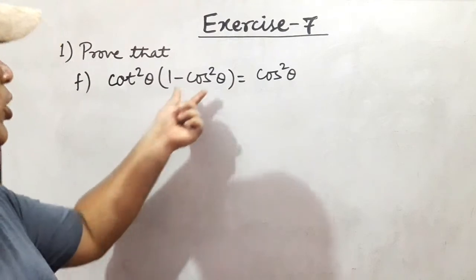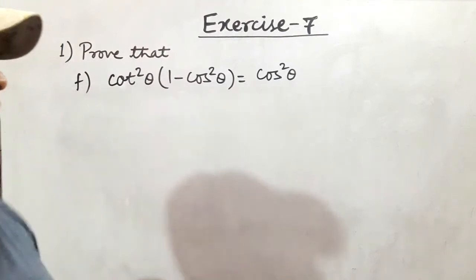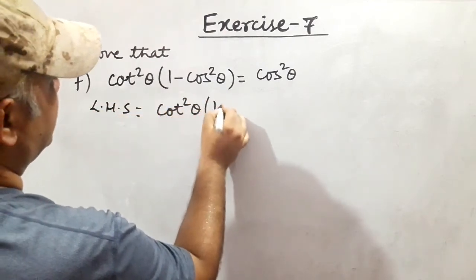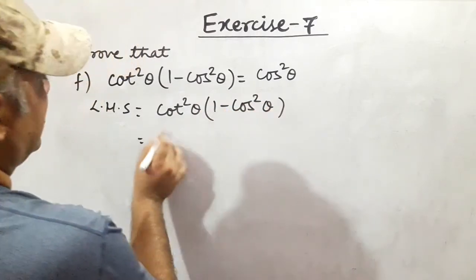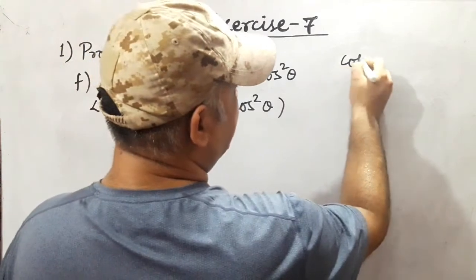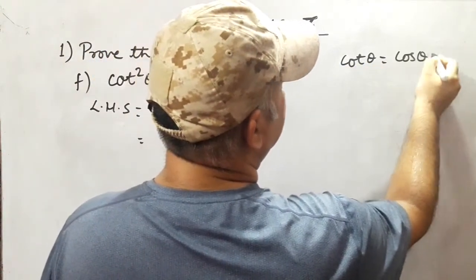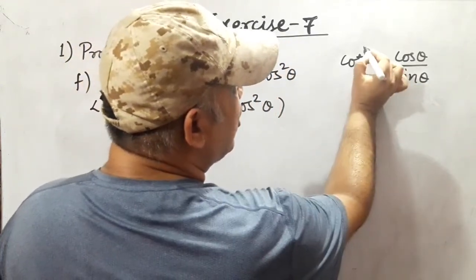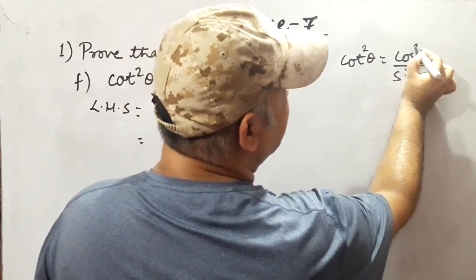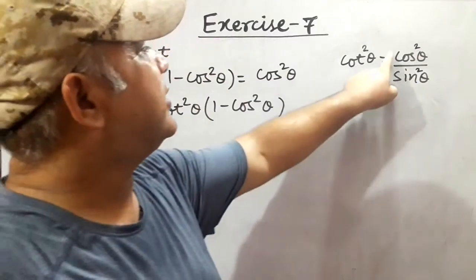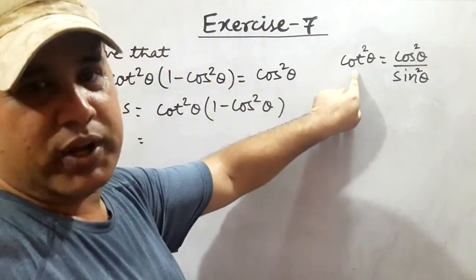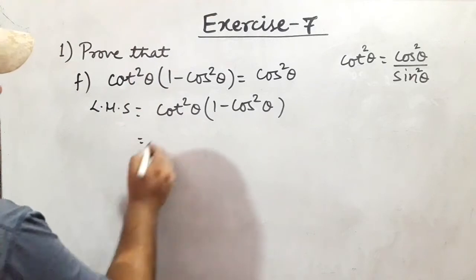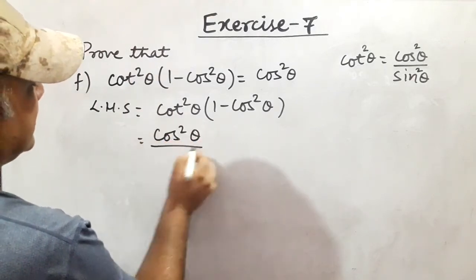Cot square theta into 1 minus cos square theta equals cos square theta. Left hand side, we have cot square theta into 1 minus cos square theta. What is cot square theta? From the quotient relation, we have cot theta equals cos theta by sin theta. So cot square theta can be written as cos square theta by sin square theta. So in place of cot square theta, I can put cos square theta by sin square theta.